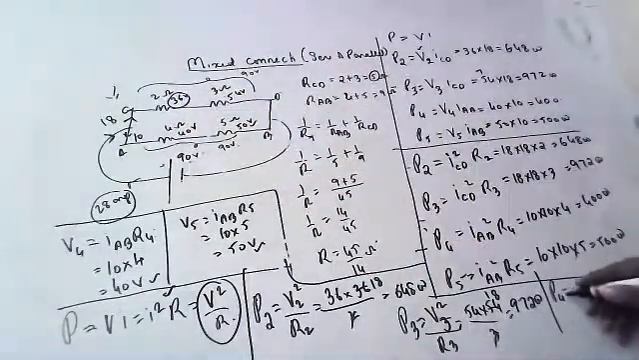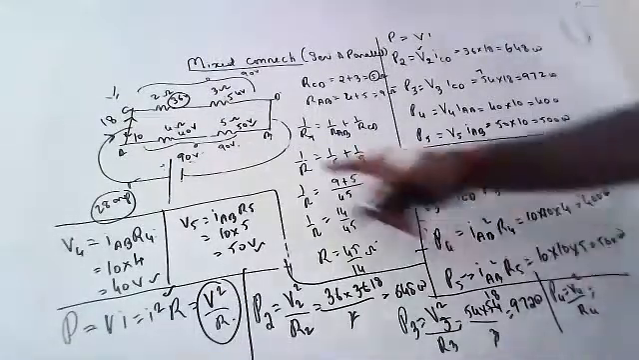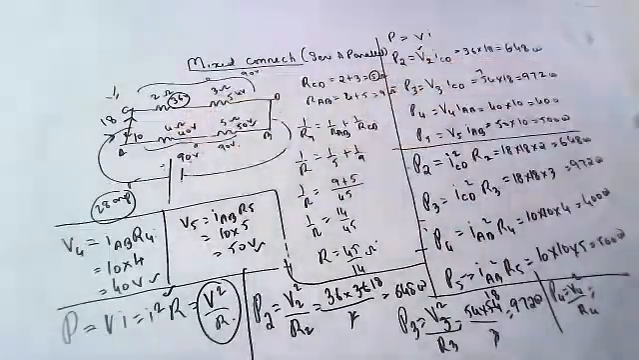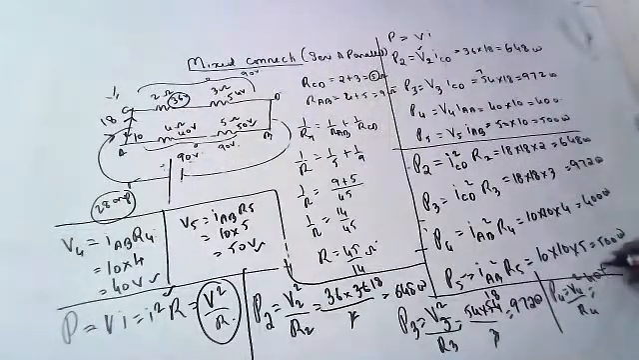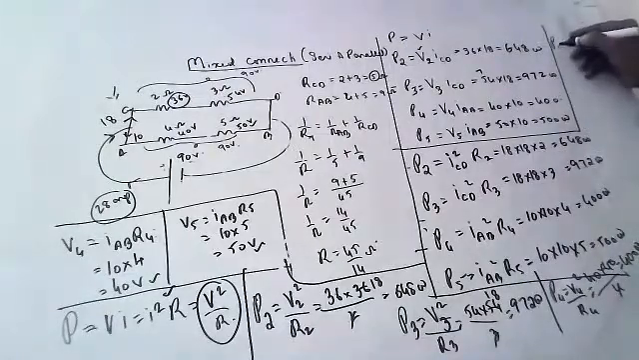P4 is how much, children? V4 square by R4. That is, V4 is how much, children? V4 is 40. 40 into 40 by 4, again you get 400 watts. Same answers you are getting, children.